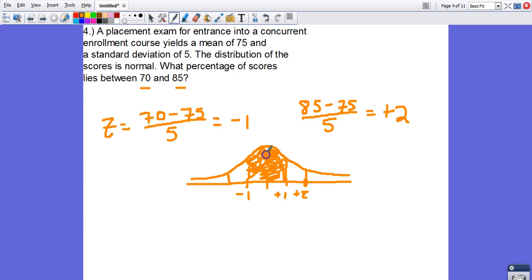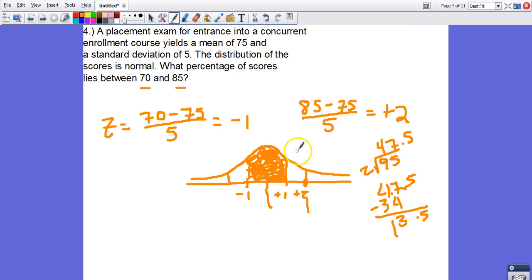So if we split 95 in 2, so I'm just playing around with the percents here, right? So 95 divided by 2, 47.5. So from 0 to 2 is 47.5 minus 34, that's from 0 to 1. So 47.5 minus 34, 13.5. Oh yeah, you have that written down in your notes.